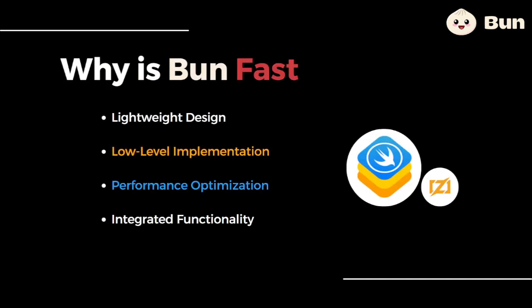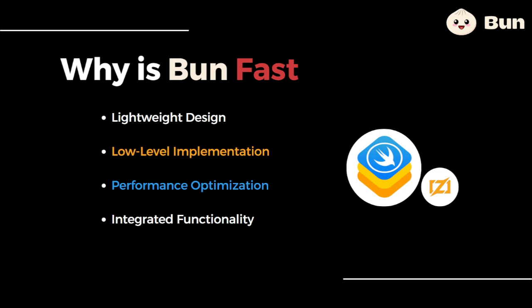So I can conclude why Bun is so fast into the four bullets here. First is the lightweight design. Bun is designed to be lightweight, resulting in a smaller code base and reduced resource requirements. This optimized design allows Bun to deliver better performance in terms of both speed and memory usage compared to other runtimes.